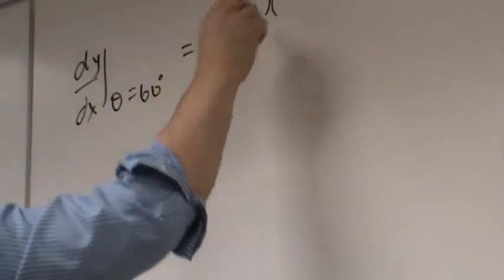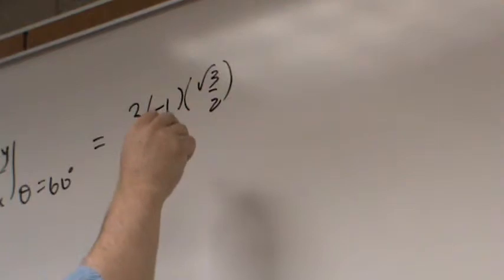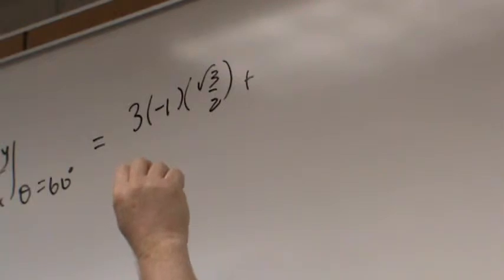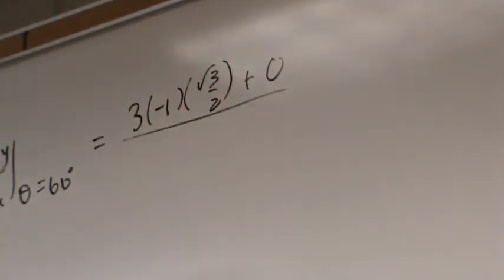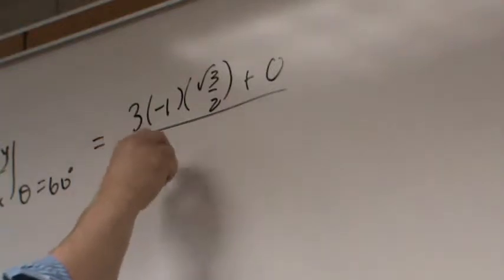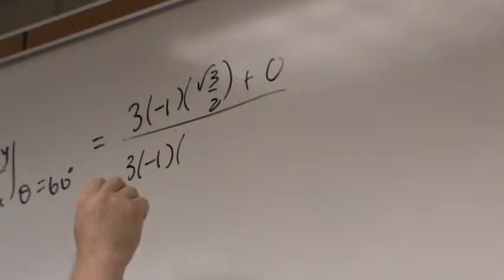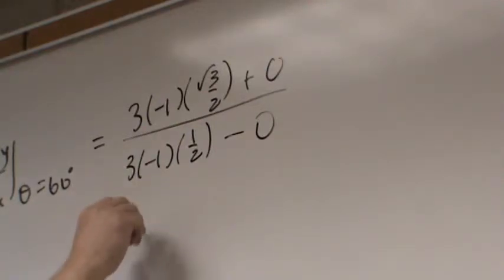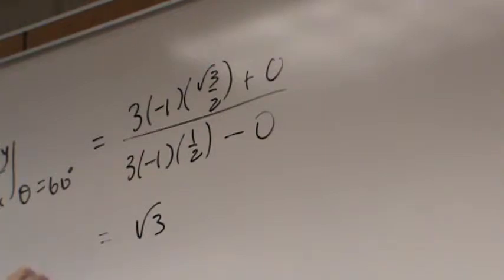Cosine of 180 is negative 1, so I'm going to have 3 times negative 1 times the sine of 60 degrees, which is rad 3 over 2, plus the sine of 180, which is 0. Then I've got 3 times the cosine of 180, which is negative 1. So I've got 3 times negative 1 times the cosine of 60, which is a half, minus 0. So I end up with rad 3. So that means I'm going to have the graph y equals rad 3x.